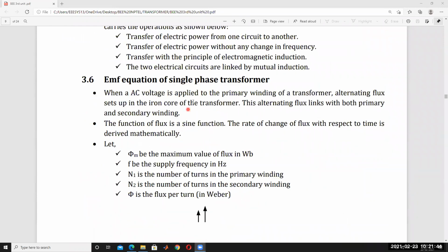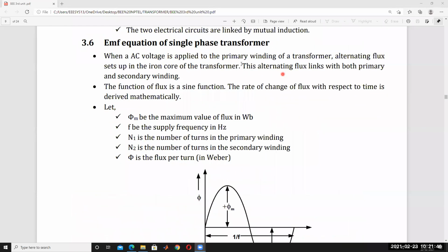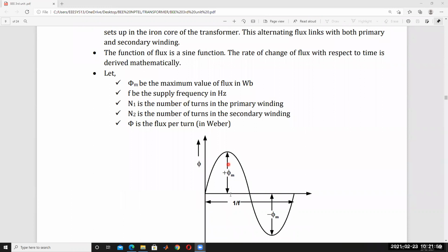Then, the EMF equation in a single phase transformer. These notations must be known. Phi m is the maximum value of flux in Webers, which is sinusoidal, and f is the supply frequency in hertz. The flux is constant, and the frequency is also constant.